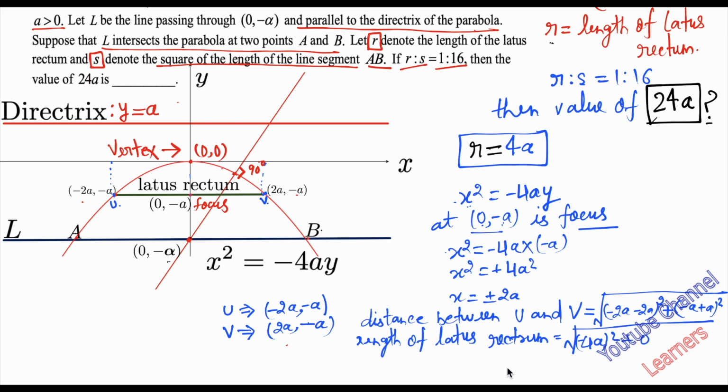So finally we got the length of the latus rectum as equal to 4a. We are only taking the magnitude while using the distance formula, so R is equal to 4a.